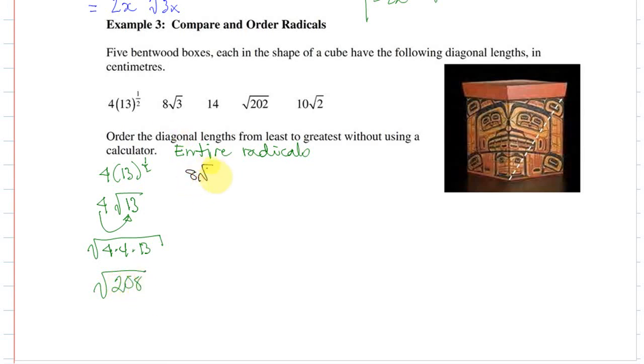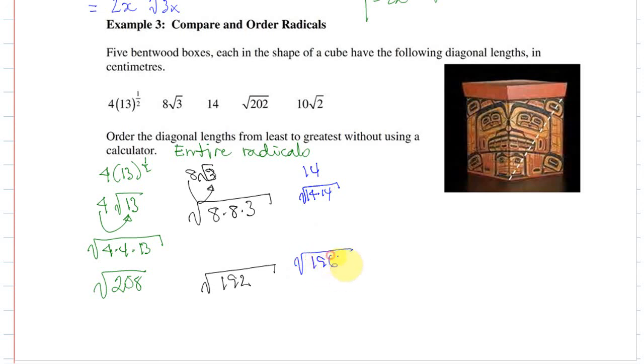And then I get root 208. So 8 root 3. Same thing, pop the 8 inside, we're going to square it. That gives us the square root of 192. Now, even the 14 has to be written as a radical. You're going to pop it inside the radicals, you're going to square it, and that gives us the square root of 196.